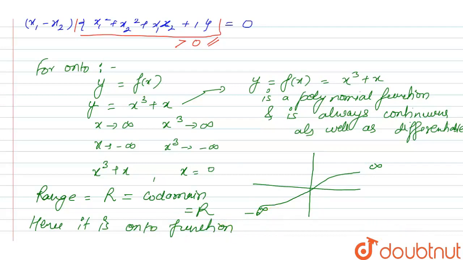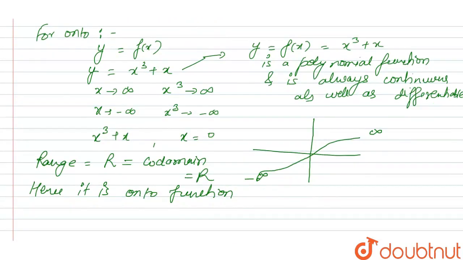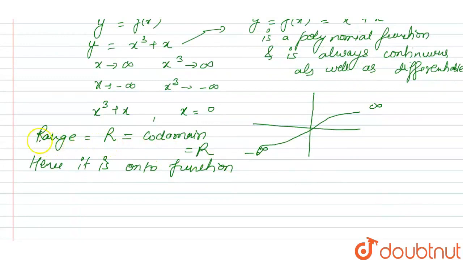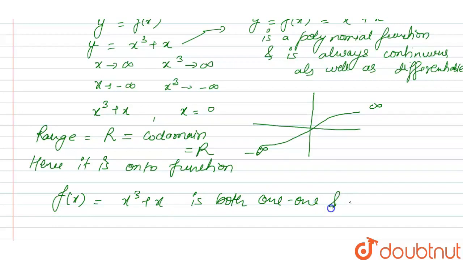So now it is both one-one and onto, since the function f(x) = x cube plus x is both one-one and onto. So it is a bijective function.